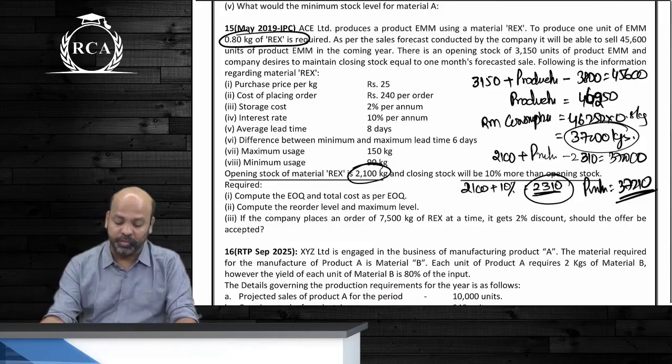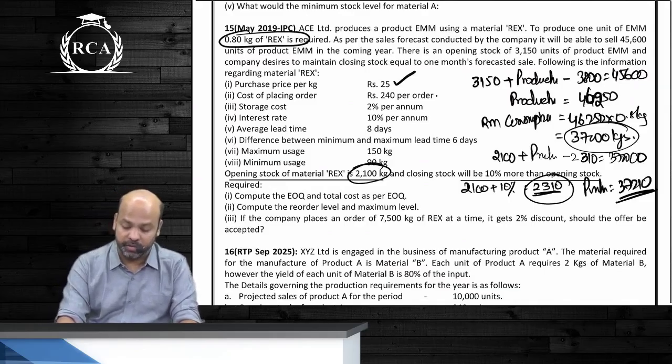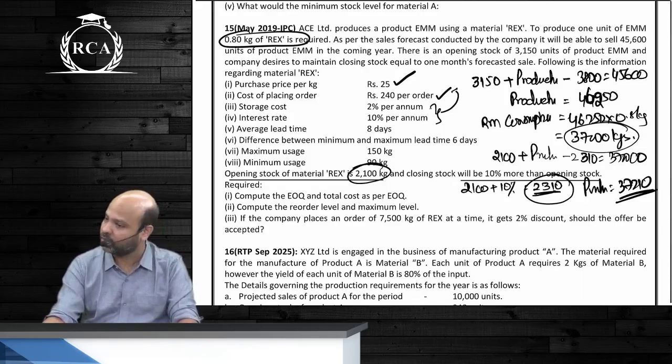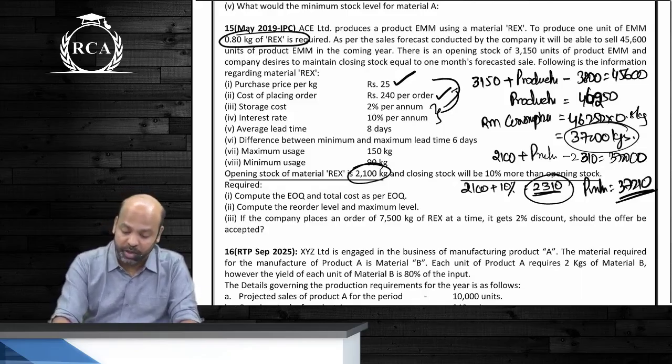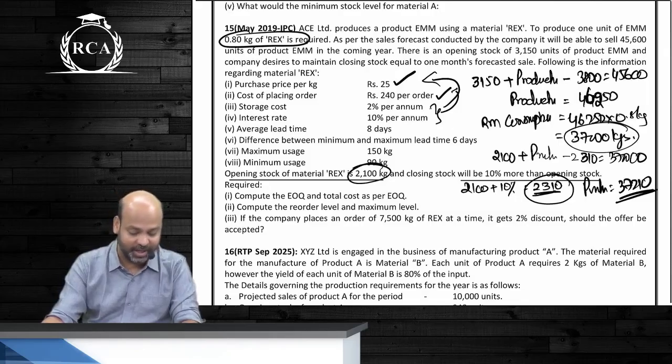Now, purchase price per kg is given as 25 rupees. Cost per order is given as 240. Storage and interest put together will become carrying cost 12% beta. 12% of 25 rupees, 28.8 guys, no, 3 rupees beta will be your carrying cost.